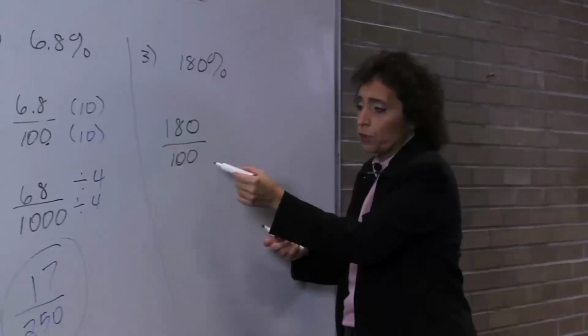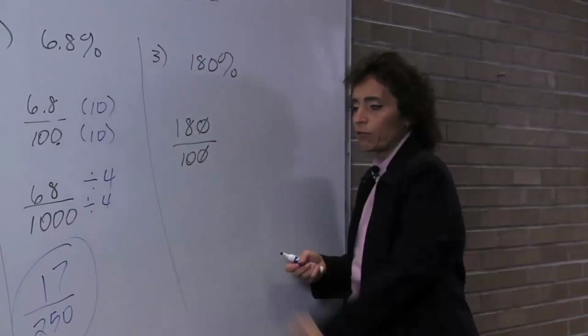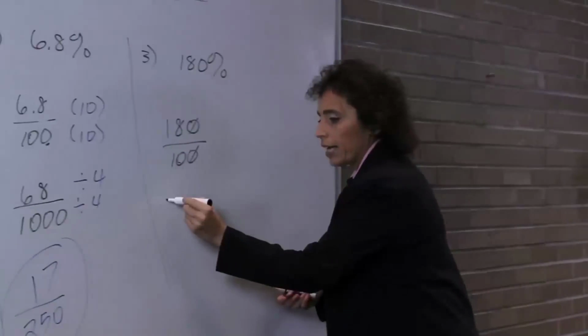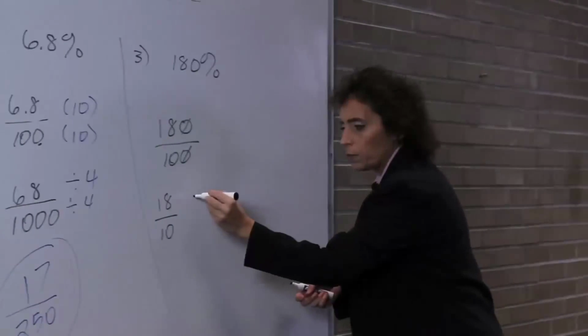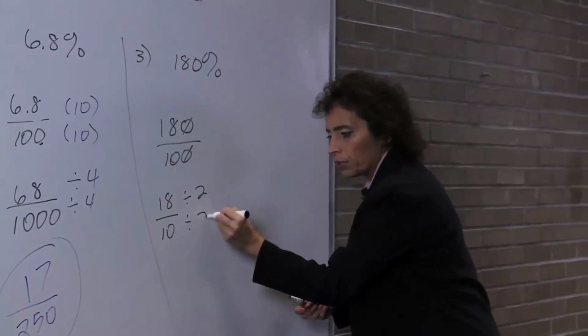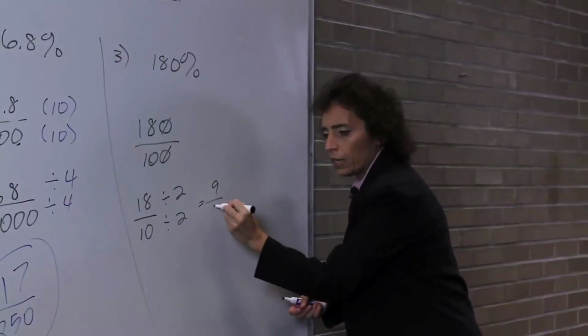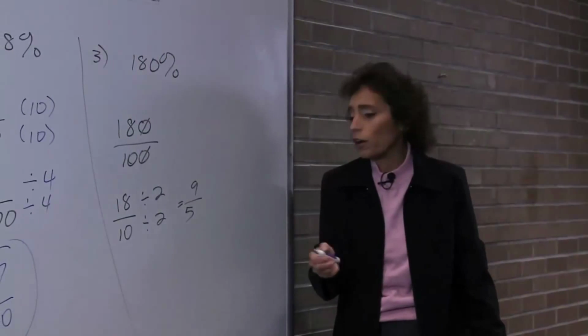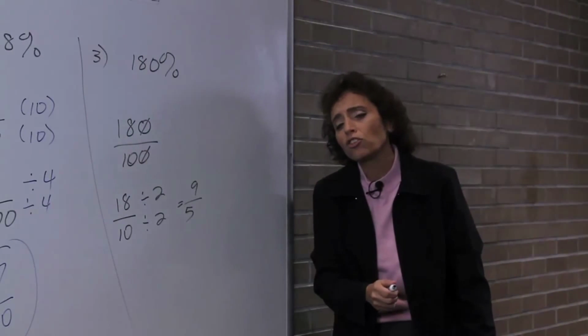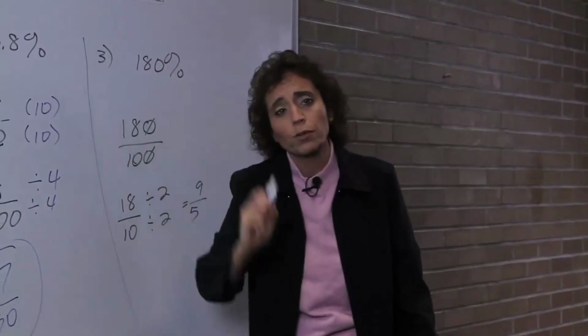I'm going to reduce it first because I know I can divide by 10 and get rid of the zeros, right? So I get 18 over 10. That was really simple. Now if I want, I can keep going. Divide by 2. Divide by 2. And I get 9/5. Now I'll change that to an improper fraction. Sorry, that is an improper fraction. I'll change it to a mixed number. Why? Because my directions told me to.